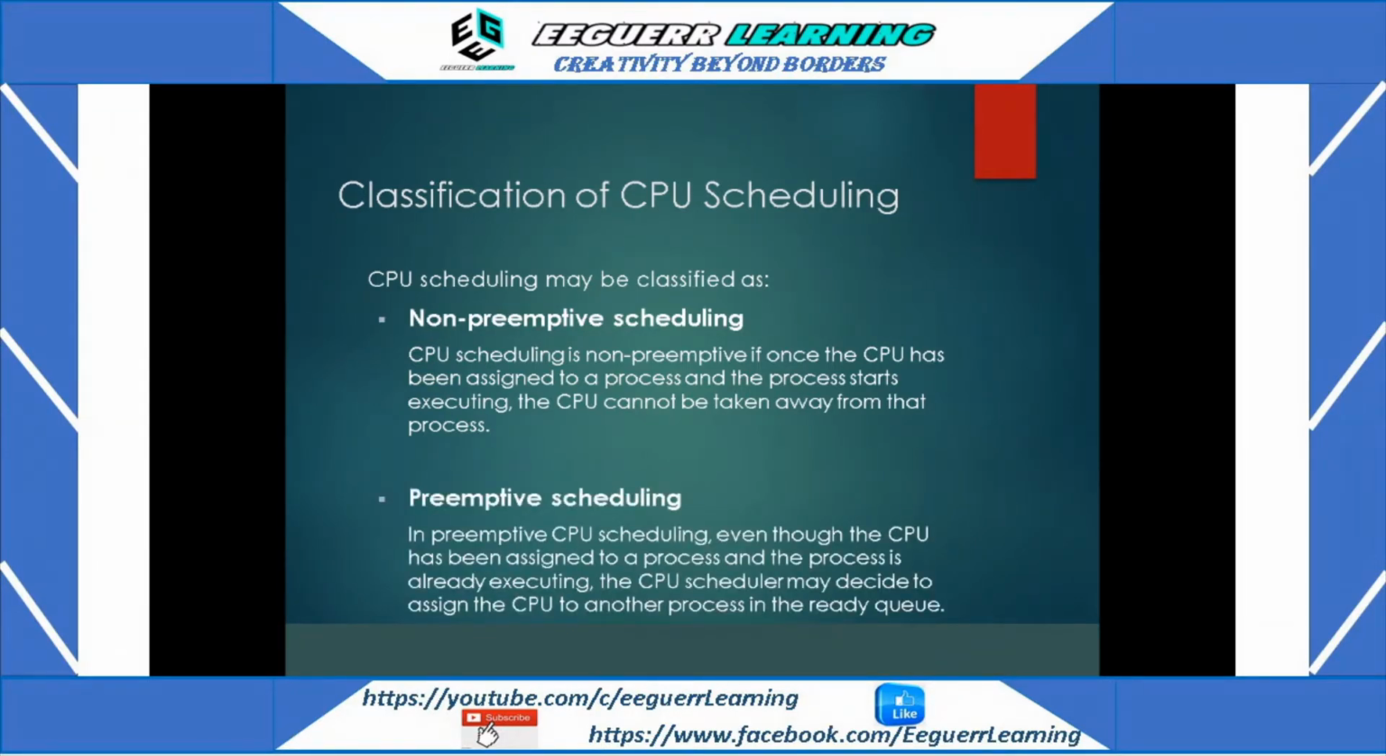The next one is preemptive scheduling. In preemptive CPU scheduling, even though the CPU has been assigned to a process and the process is already executing, the CPU scheduler may decide to assign the CPU to another process in the ready queue.